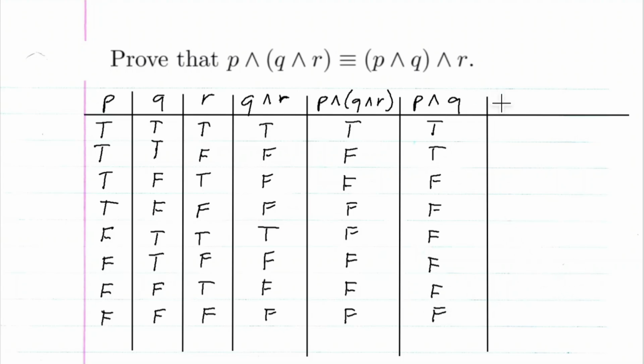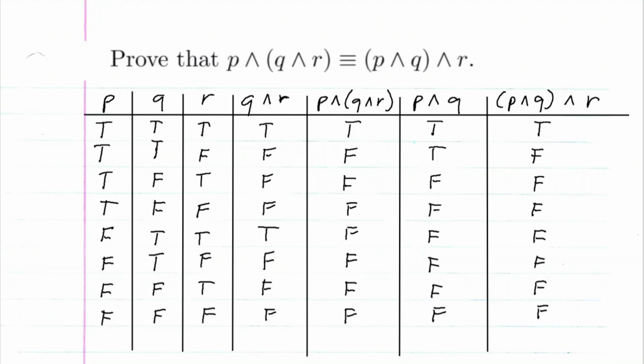Okay, so now I'm going to do (P and Q) and R, right? So I'm going to look at the P and Q column and the R column. So true and true is true, right? True and false is false. And since the rest of these are false, I know (P and Q) and R is going to be false, right? So false, false, false, false, false, false.